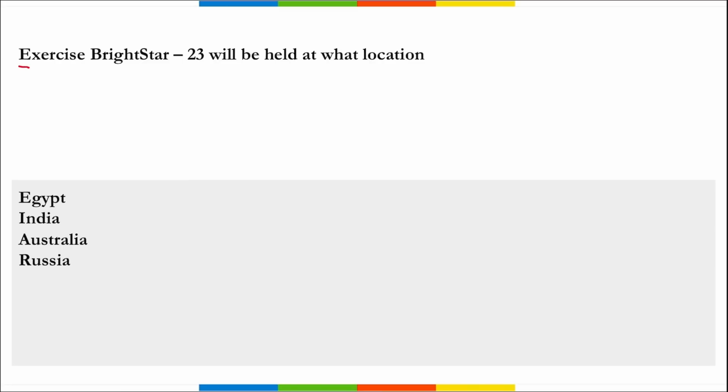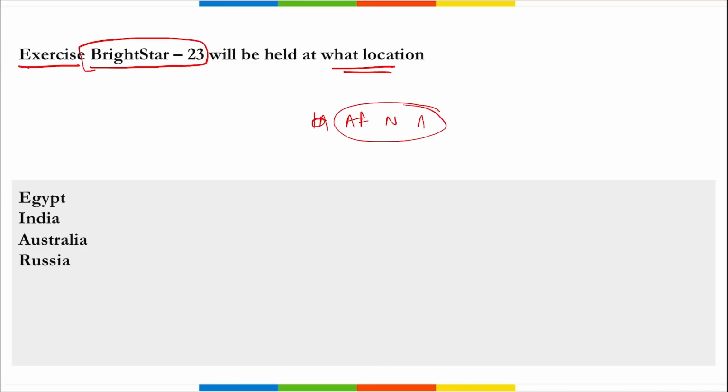Next, exercise Bright Star 23 will be held at what location? So remember this exercise Bright Star, this is a biennial multilateral tri-service exercise. Correct? As it is a tri-service exercise, that means all the forces, that is Indian Air Force, Navy and Army, all of them took part in this exercise. Right? This exercise is scheduled to be held in Egypt, and that is the question being asked here, that what is the location where this Bright Star is being held? So it is being held in Egypt.